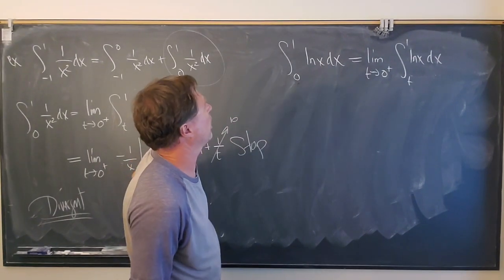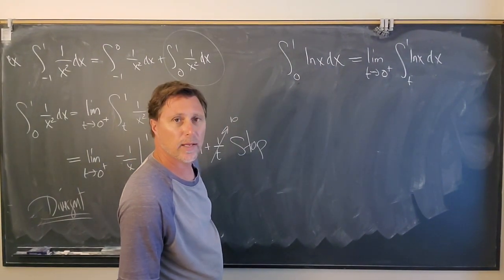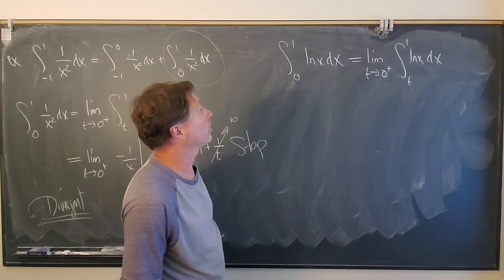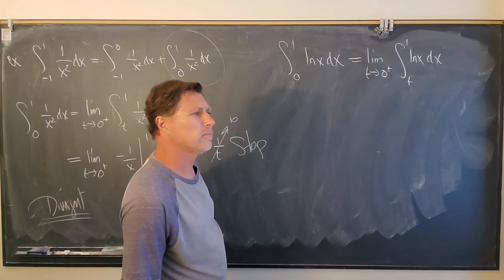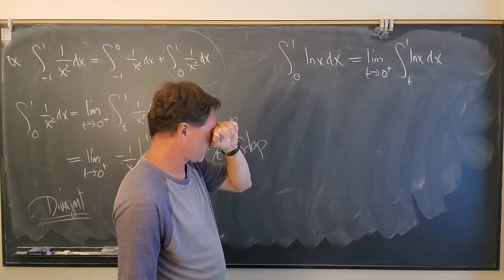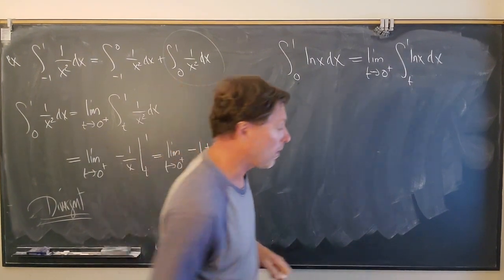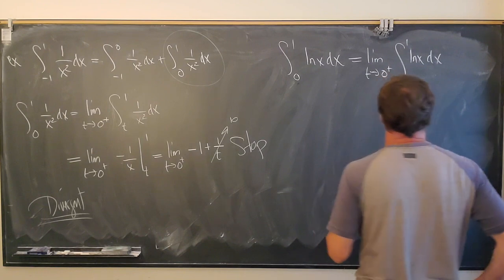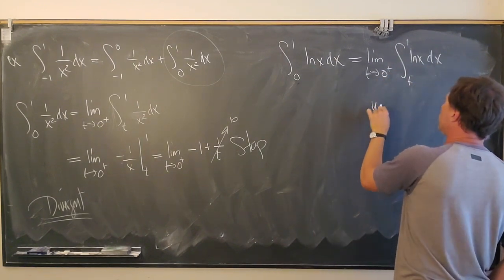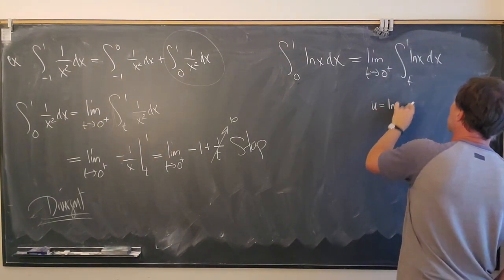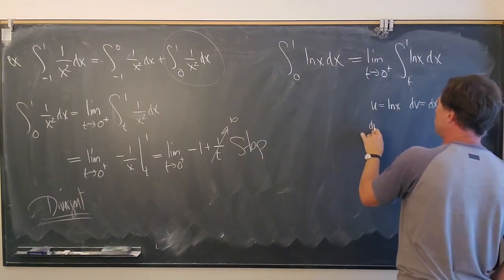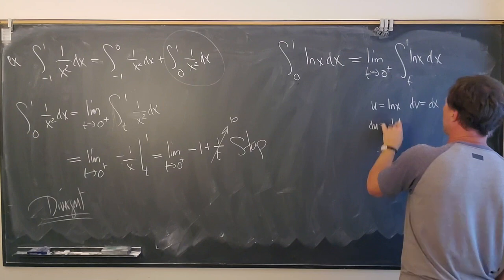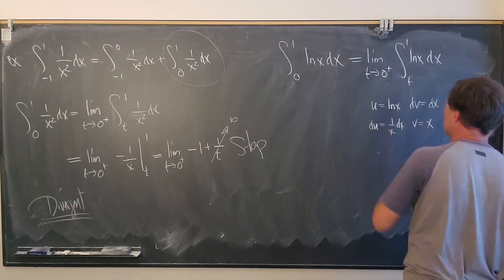Now we need to remember how to find the antiderivative of natural log. You might remember that from a few, excuse me, I'm sorry. Got the hiccups bad now. You do integration by parts here. So we will let u equal natural log of x, dv equals dx, du is 1 over x dx, and v equals x.